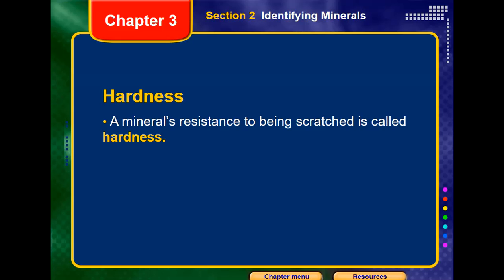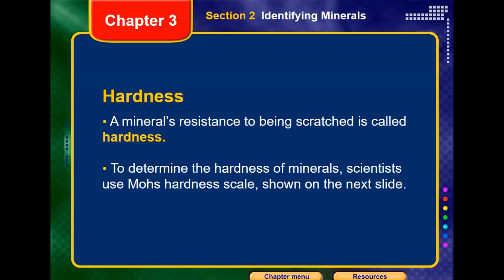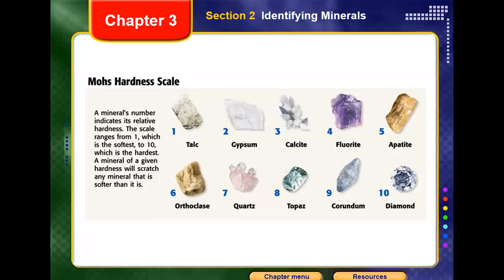They made a scale from 1 to 10. 1 represents the softest mineral ever, and 10 represents the strongest mineral ever. So whenever you have a mineral and you don't know what it is, you could test its hardness by scratching it with one of the minerals on this scale. Let's take an example. Here we find the scale of hardness. We call this the Mohs scale, named after the scientist who made it.